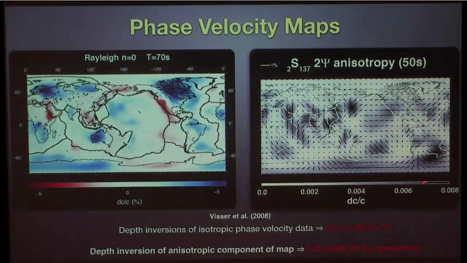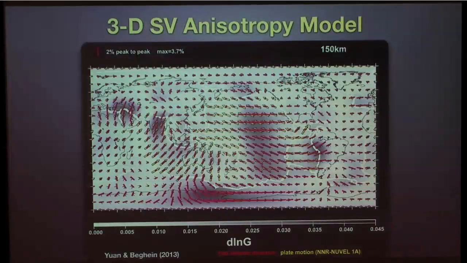What we used is the azimuthally anisotropic component of these maps. These maps in the frequency domain are azimuthally anisotropic. This can be extracted from the raw data, and then you can use these anisotropic maps to map 3D azimuthal anisotropy. And so that's what we did. I'm going to skip all the other technical details, I guess, and I'm going to show you the models right away.